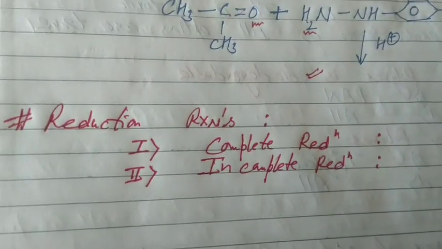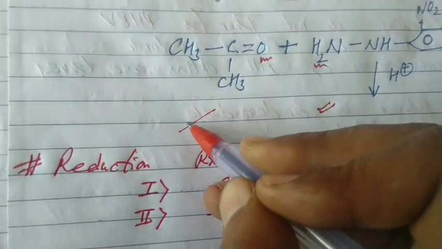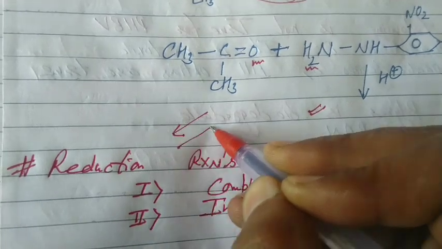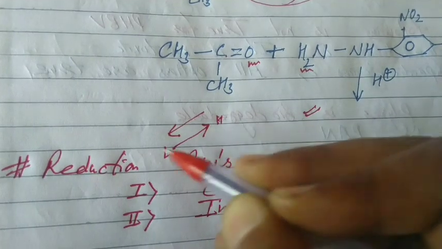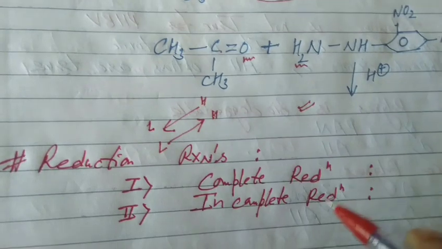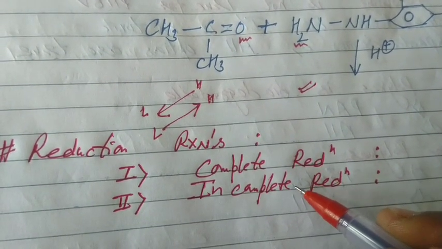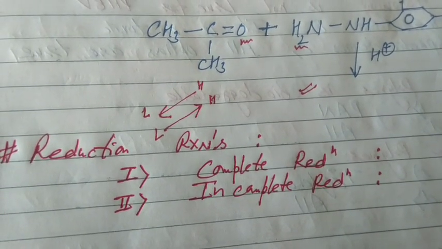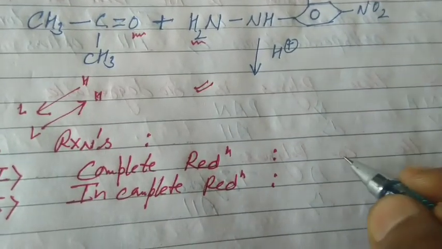After this, next, students, reduction reactions. It is already clear that reduction means higher functional group reduced to lower. We have to proceed backward. And in oxidation, we have to proceed forward. Lower functional group oxidized to higher. It is oxidation. And reduction means higher functional group reduced to lower. There are complete reduction and incomplete reduction. Students, complete reduction, that is reduction to alkanes. We get alkane as the product.